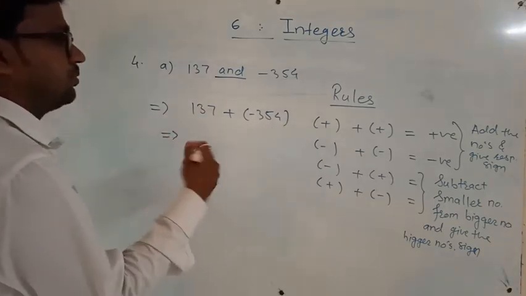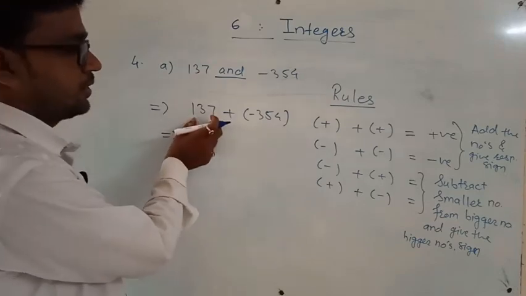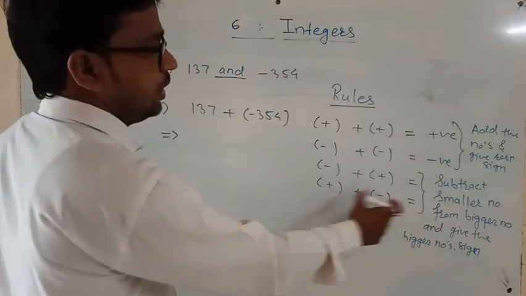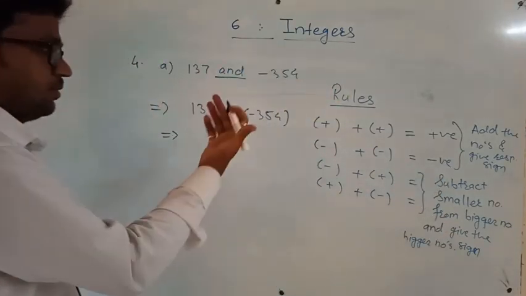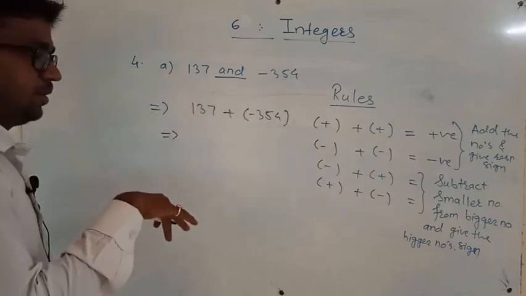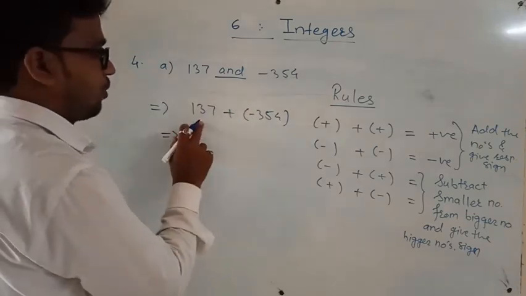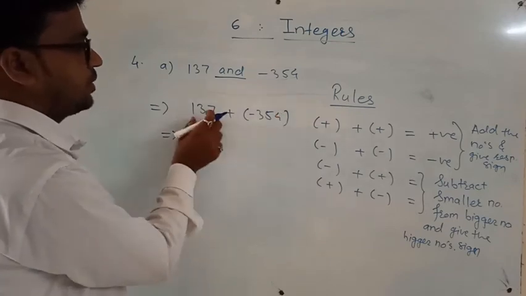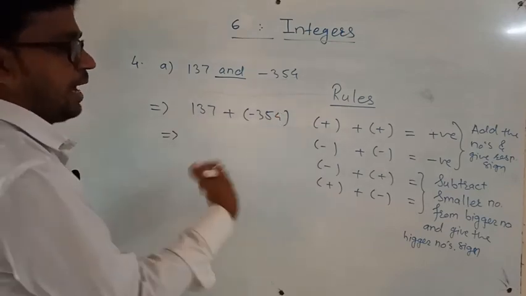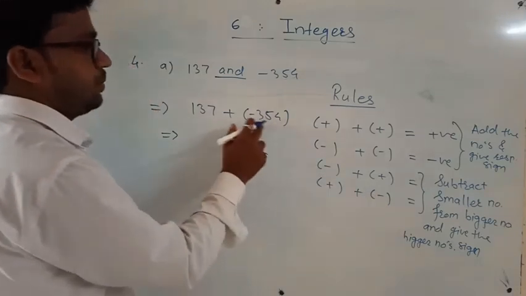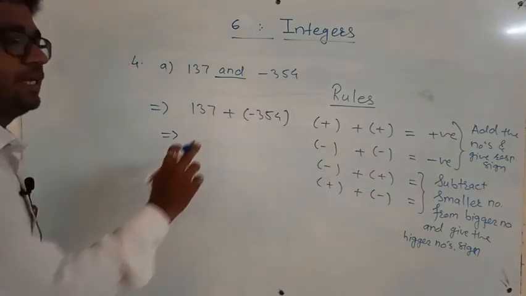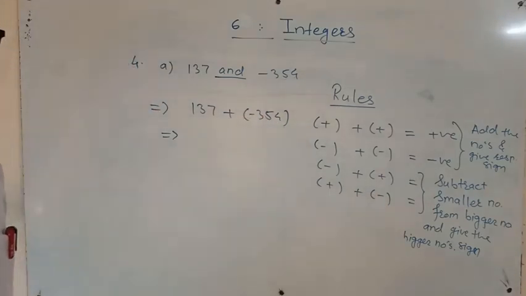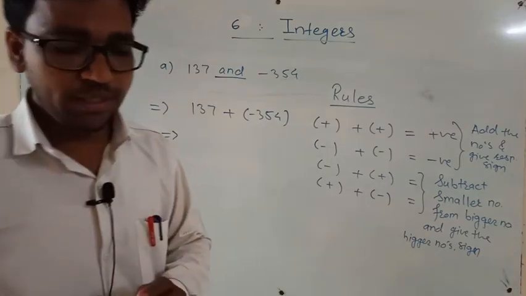Now what is the answer? The first number is positive, the other is negative, so subtract the smaller number from the bigger number. So 354 minus 137. What do I have to do? Subtract this 137 from 354 and give the bigger number's sign. Which number is bigger? 354 is bigger, so give the negative sign. That's it. So solve this.